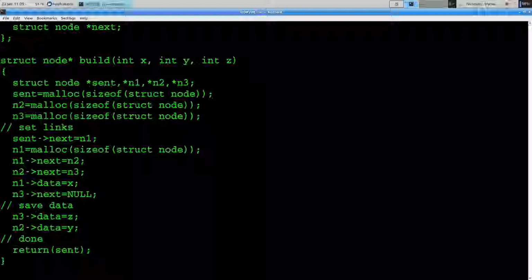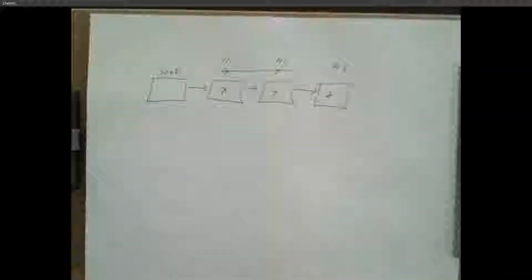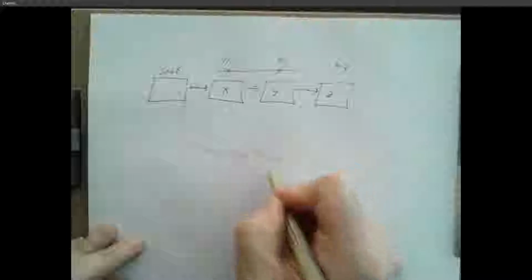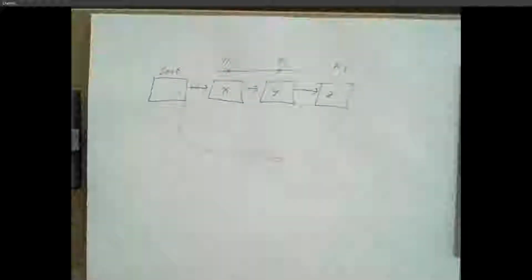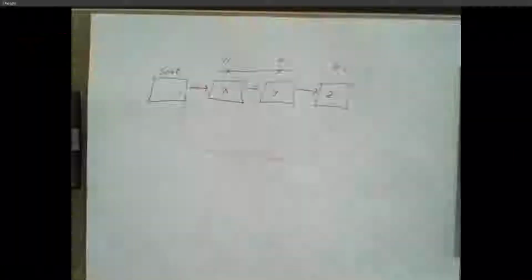Yes. So this statement right before, when we say sent next equals n1, we don't know what the value of n1 is yet. So when we say sent next equals n1, this is pointing somewhere crazy in memory, probably null, but certainly not to our first data node. In our next statement, we say n1 equals malloc. Now n1 is equal to the address of a new node.